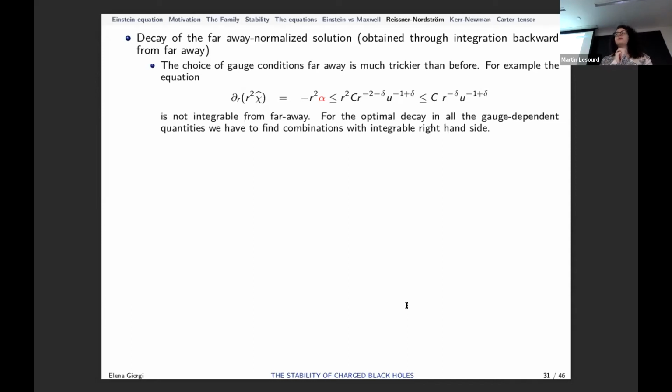But now the choices of gauge are much trickier. Even if you use the same choice that I just showed, so let's say chi hat is equal to 0 far away, and you want to integrate backward, you have to be careful that your right hand side is always integrable in r. If you want to use the same equation, now you have this r to the minus delta, which is non-integrable if you integrate from far away. So you have to find combinations with integrable right hand side.